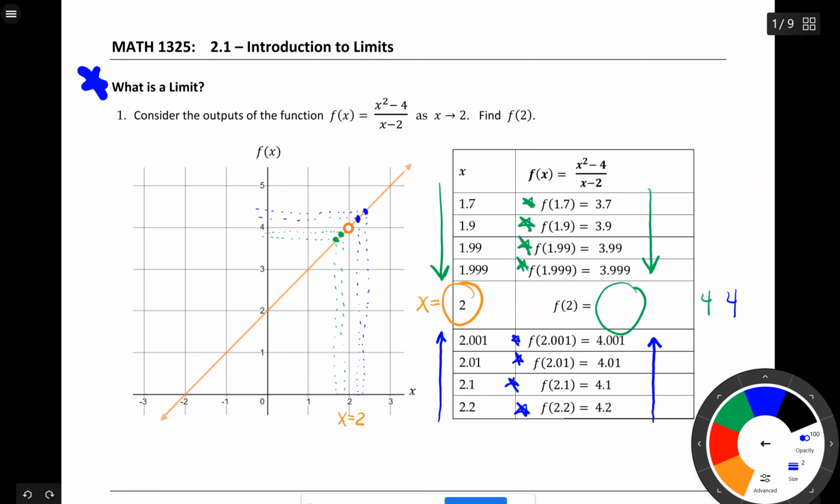But let's see what's really happening when we put 2 into the function. So I'm just going to follow this rule over here. Here's my input. Where's the input being sent? It's being sent to the numerator and the denominator, so I'm going to plug that in. So when I put 2 into the function, I'm going to end up with 2 squared minus 4 over 2 minus 2. So that's going to give me 4 minus 4 in the numerator, that's 0. And 2 minus 2 in the denominator, that's 0. Uh-oh. Does 0 over 0 equal 4?